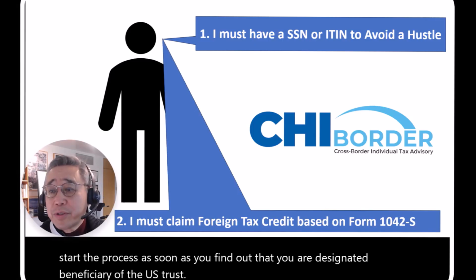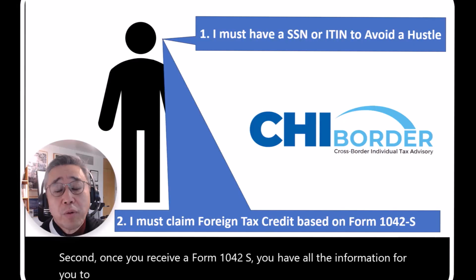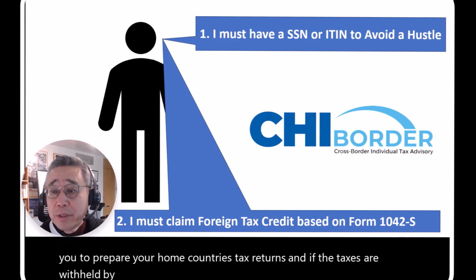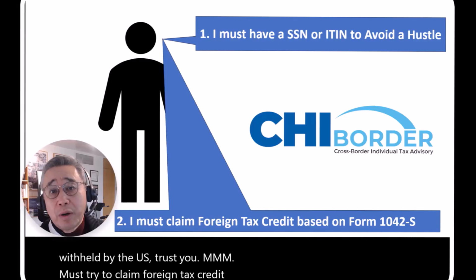Second, once you receive Form 1042-S, you have all the information to prepare your home country's tax returns. And if taxes are withheld by the U.S. trust, you must try to claim a foreign tax credit against your home country's tax amount.